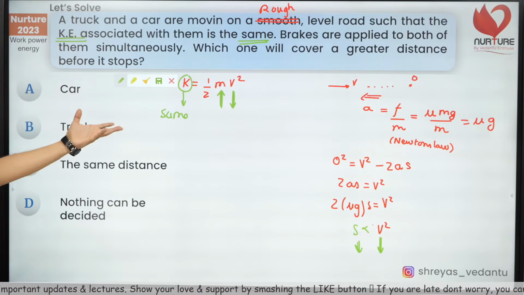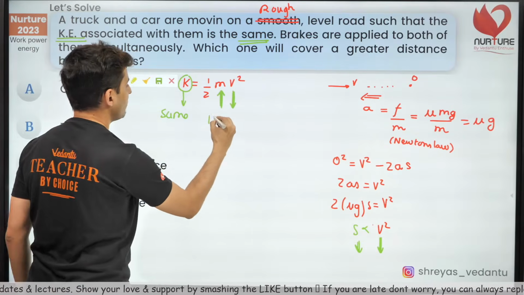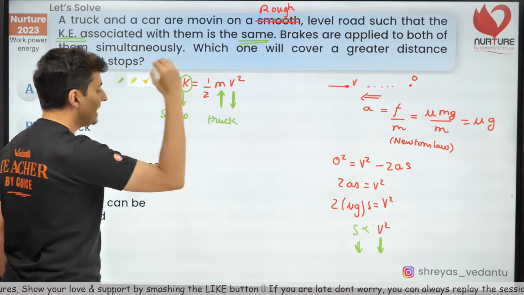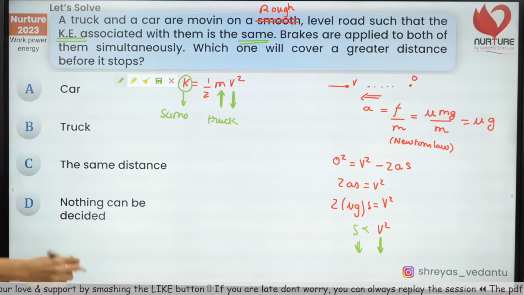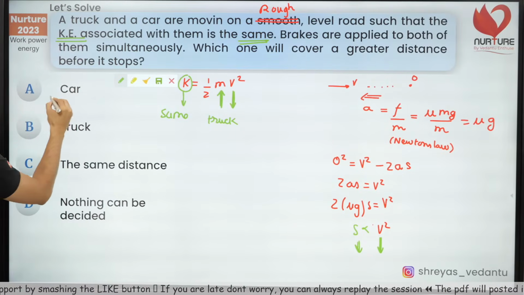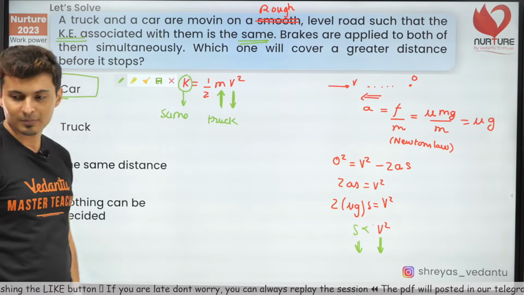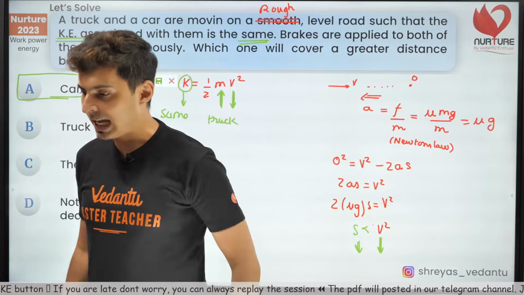So who has more mass? Truck. So truck has more mass, so truck will have less displacement, so car will have more displacement before it stops. So hence the answer is car. Yep, as simple as that.